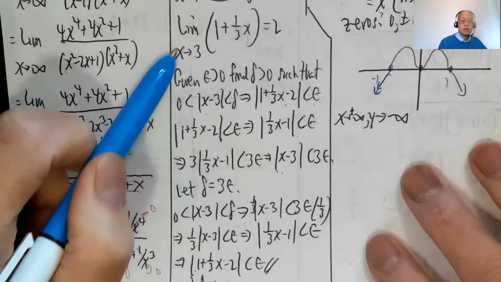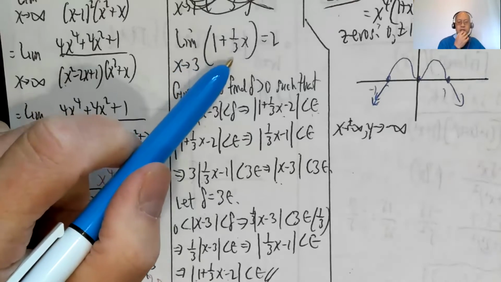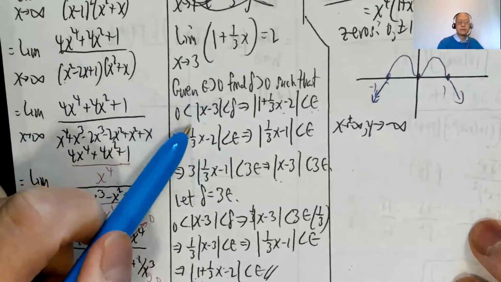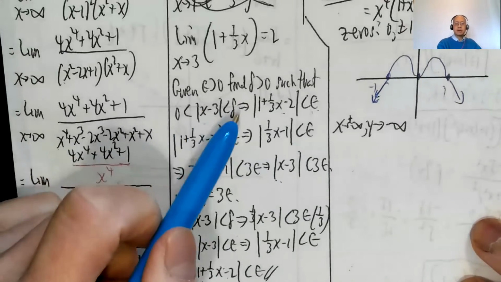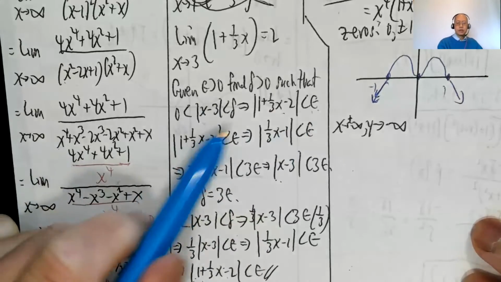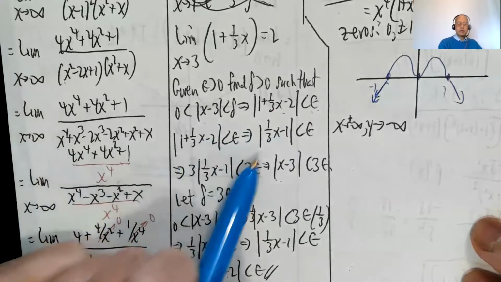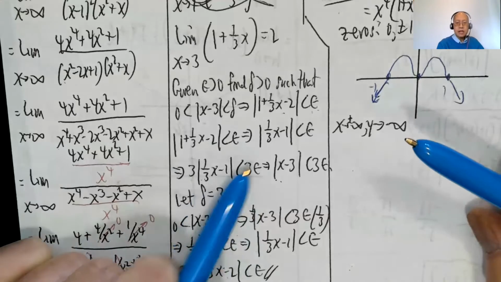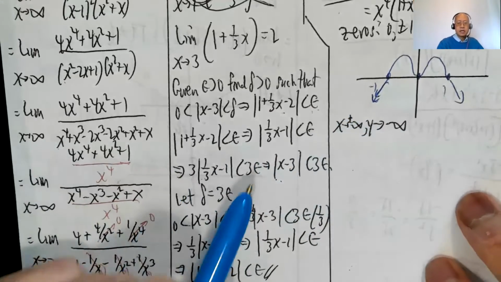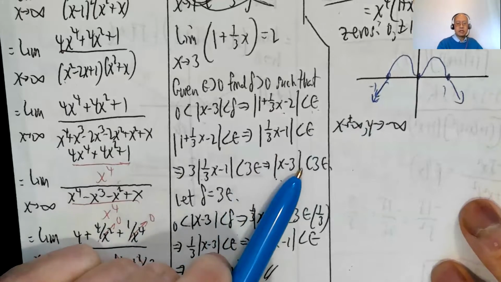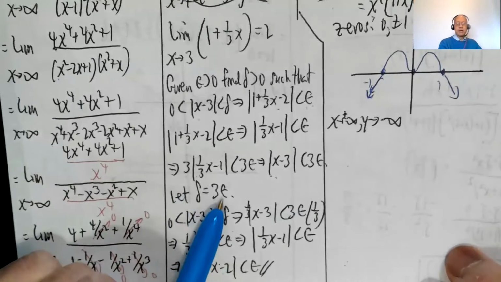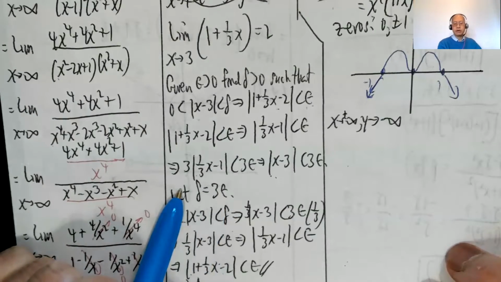Okay, 2.415. Limit x approaches 3 of 1 plus 1/3 x is 2. Okay, given epsilon greater than 0, find delta greater than 0 such that 0 less than absolute value of x minus 3 is less than delta implies 1 plus 1/3 x, that's f of x, minus L is less than epsilon. So I work on this. That's the same as 1/3 x minus 1. Okay, if I multiply both sides by 3, I get this. So absolute value of x minus 3 is less than 3 epsilon, and that matches that. So let delta equal 3 epsilon. So if you give me epsilon is 0.01, delta will be 0.03, and so on.